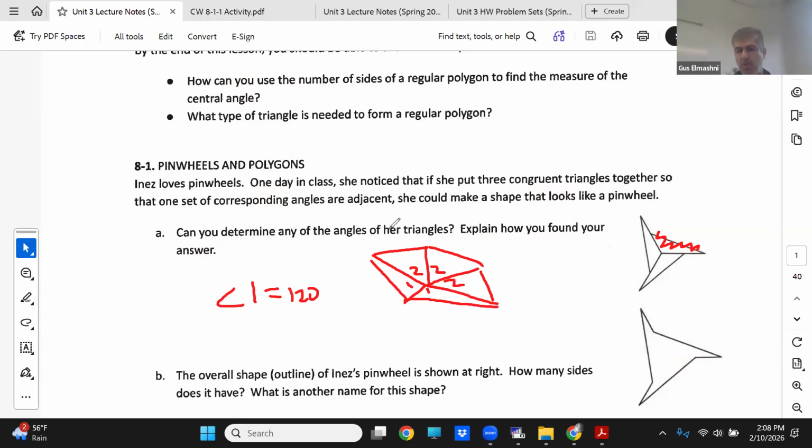But can you guys create something like this here? If you create that, you have another full circle, right? If you have another full circle, angle 1's 120 each. What would angle 2 be?